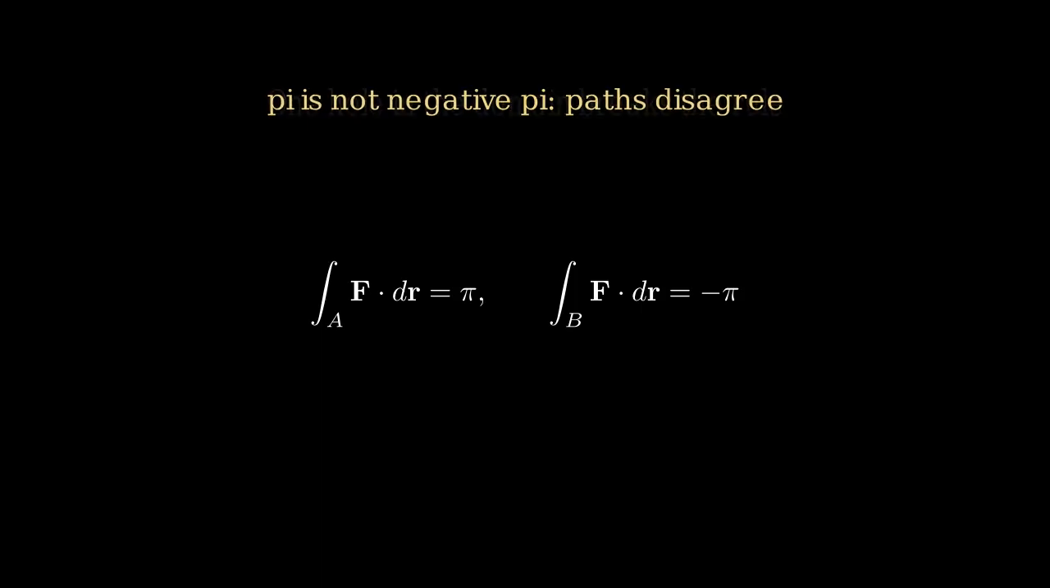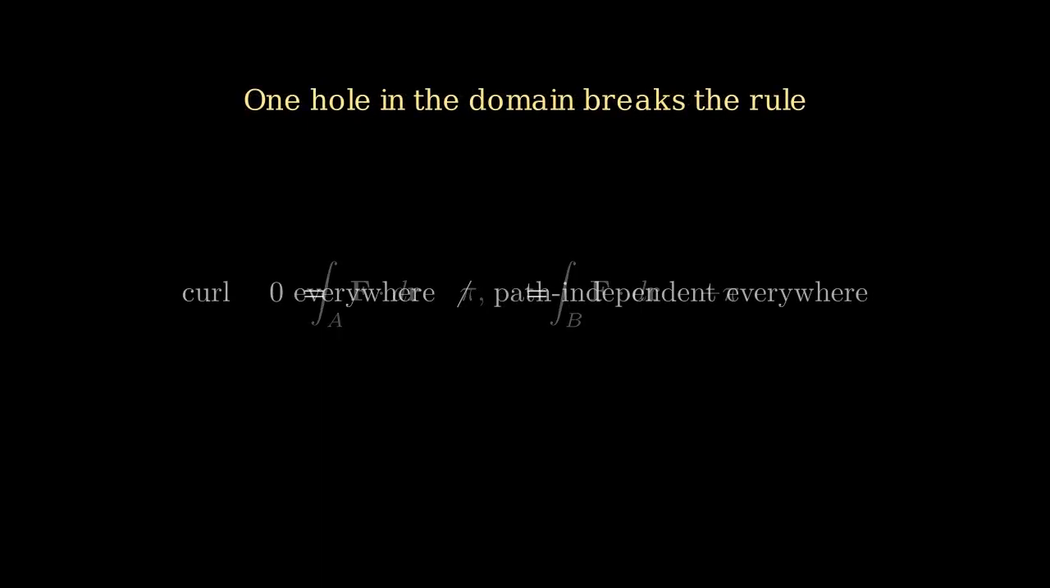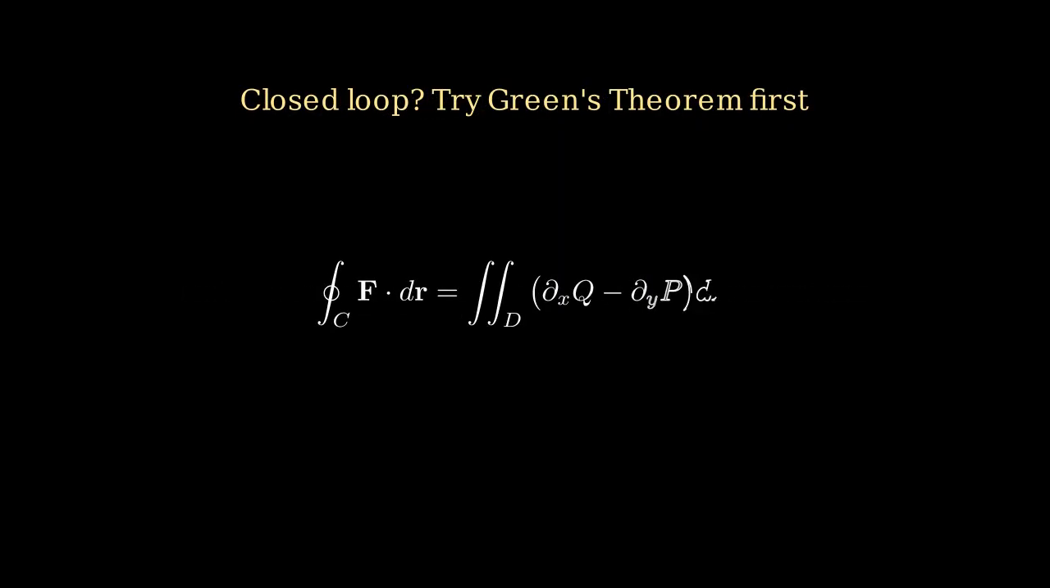Step 3. Pi does not equal negative pi, so the two paths give different answers. Path independence fails here, even though curl equals 0. Step 4. Here's why. The domain has a singularity right at the origin, so the guarantee that curl 0 implies path independent everywhere does not apply. One hole in the domain is enough to break the shortcut.